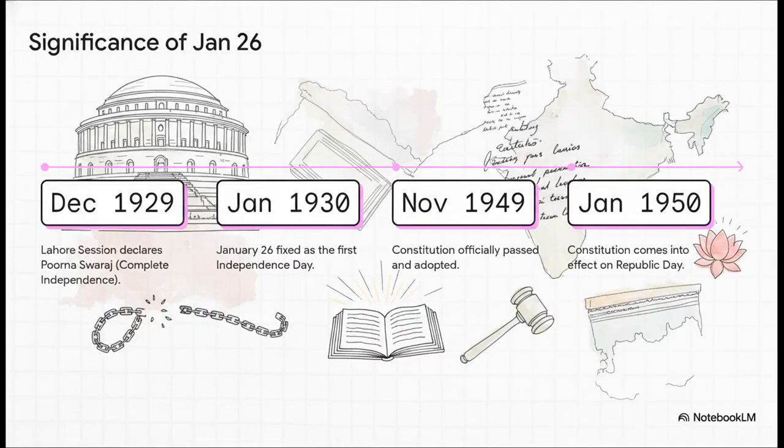Well, the answer is basically a carefully planted historical Easter egg. Let's rewind a bit. Back in December 1929, at the Lahore Session, the Congress made a massive declaration for Poorna Swaraj, meaning complete independence. They then fixed January 26, 1930, as the first Independence Day, and they celebrated that date every single year until actual independence. So to honor the gravity of that specific date, the framers deliberately waited to enact the new Constitution on January 26, 1950, the day we all know now as Republic Day.